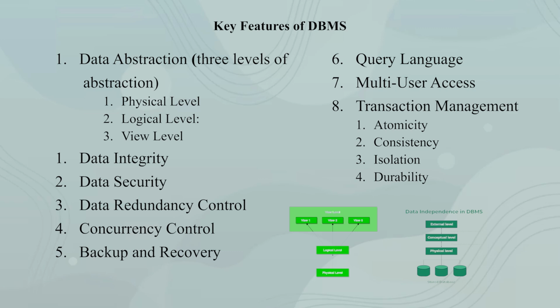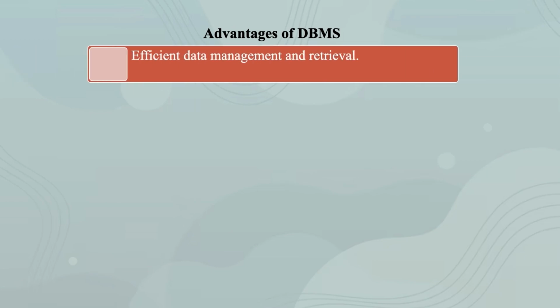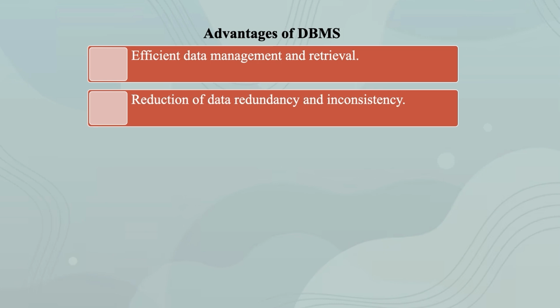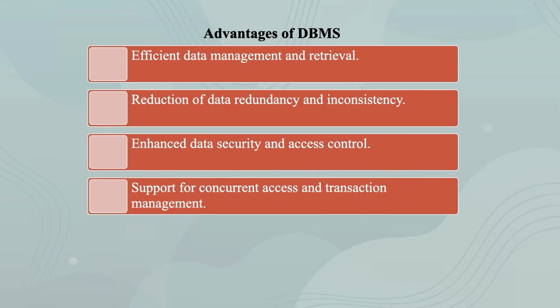What is atomicity? Atomicity means transactions are fully completed or rolled back. Consistency: the database remains in a valid state after the transaction. That consistency is very much required. Isolation: transactions do not interfere with one another. Then durability: once completed, transactions are permanent even after a system failure. Now I'll talk about the advantages of database management systems.